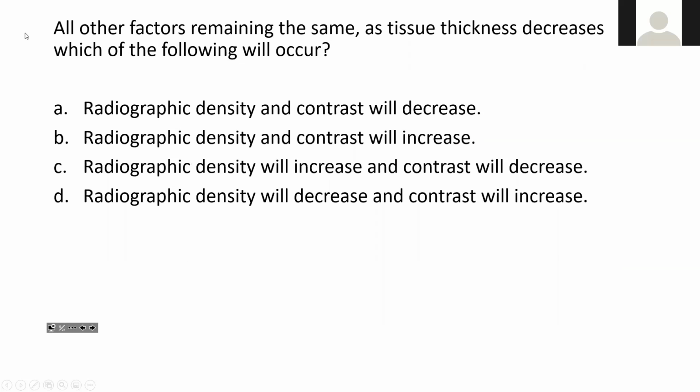All other factors remaining the same, as tissue thickness decreases, which of the following will occur? Now we're asking density and we're talking contrast. So tissue thickness goes from thick to thin. What's going to happen to density? It's going to increase. What's going to happen to contrast? It's going to increase. Both will increase. Because remember, as tissue atomic number, density or thickness increases, contrast decreases, and it's because we have more scatter production.